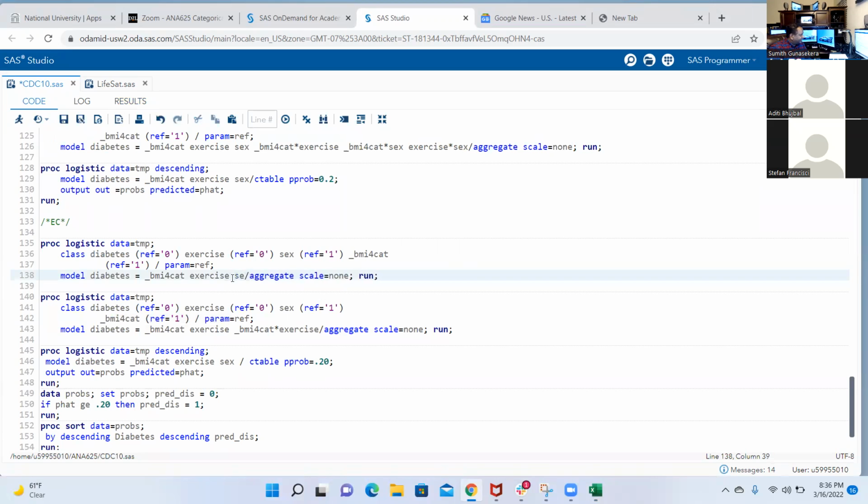Okay, let's add the three variables. So X, and exercise times sex, right? Yeah. And do we also need to add the BMI three, times exercise times sex? Okay, now run the unsaturated one with the three of them.